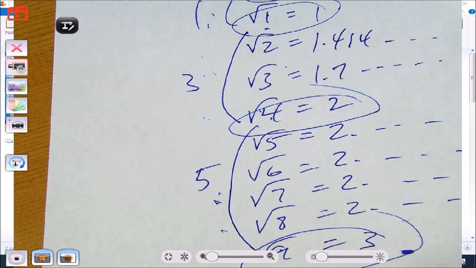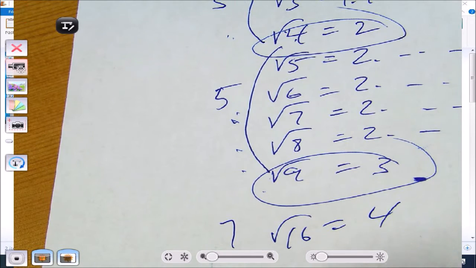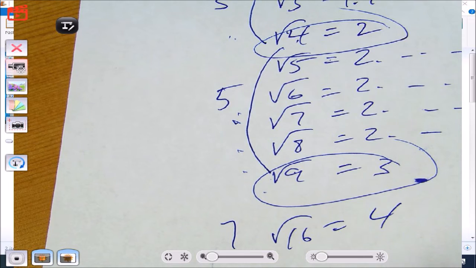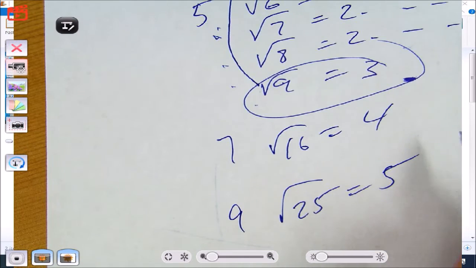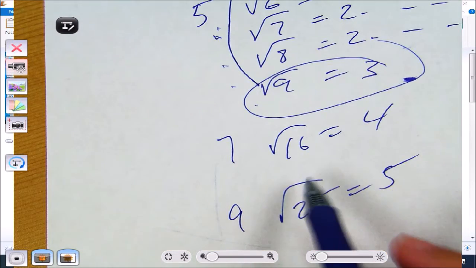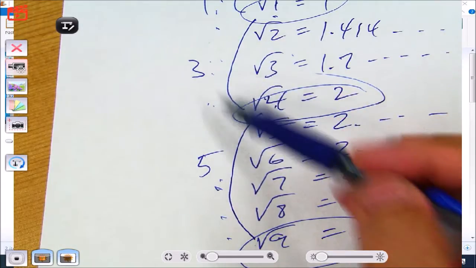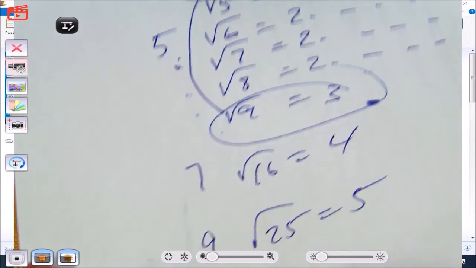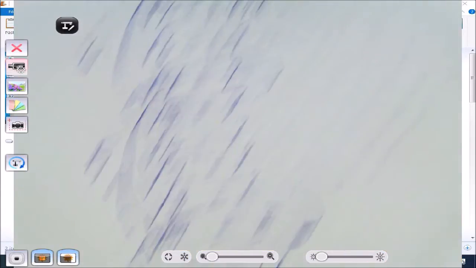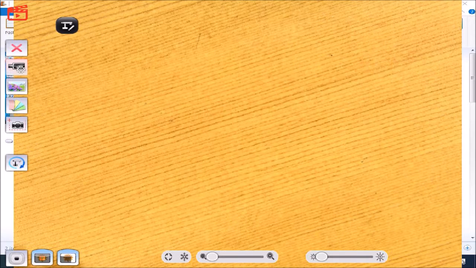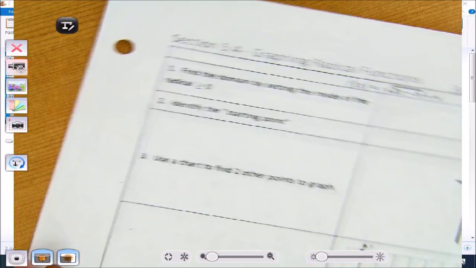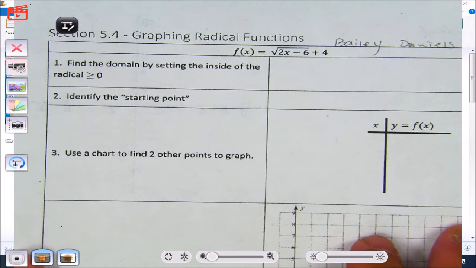Square root of 16 is 4. Next one is up by 9. Square root of 25 is 5. So there is a pattern among perfect squares. The differences are odd numbers. They go up by odd numbers every time. All right, now. So what does that mean? Well, it's going to affect how we do this problem.